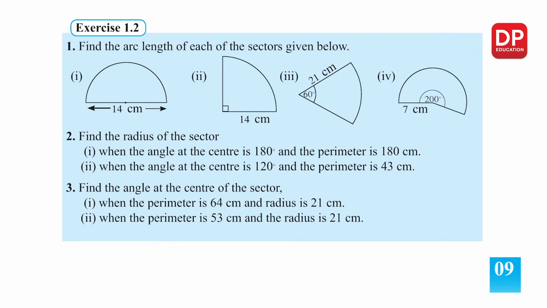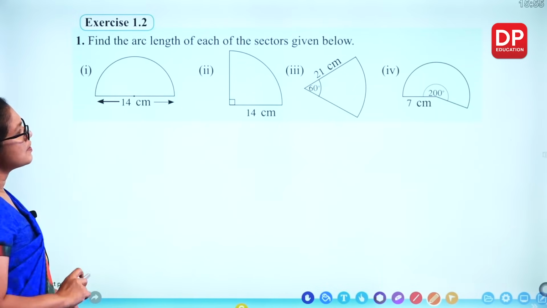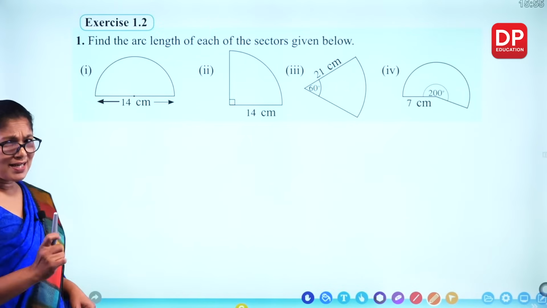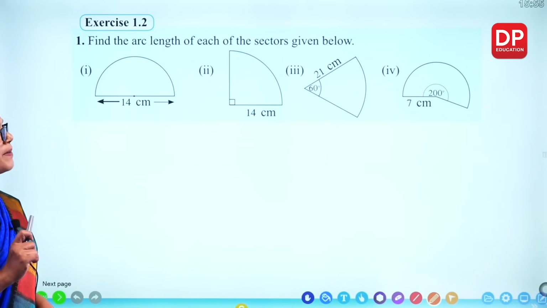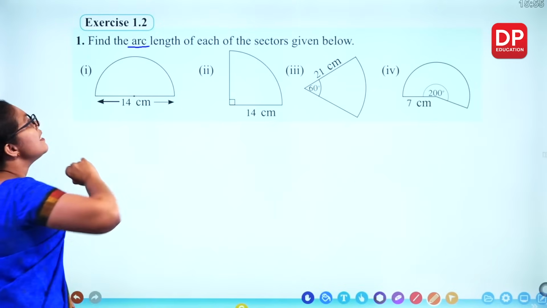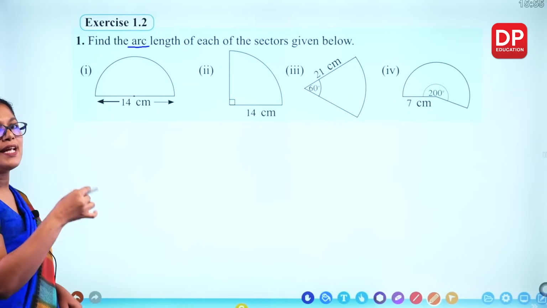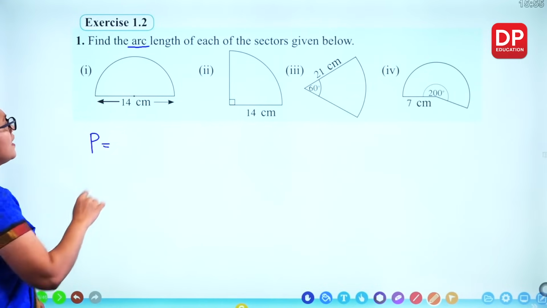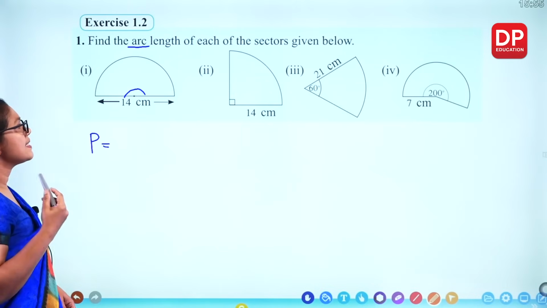Now we'll look at exercise 1.2 in your textbook. So these are the diagrams given and you are asked to find out the arc length. But this is under perimeter, so I'll find out perimeter for all of these shapes. I think this is a mistake in your textbook. So I'll find out both arc length. You need to find out the perimeter as well. So I'll find out perimeter for this figure. So the whole angle is 180. So angle at the center is 180.